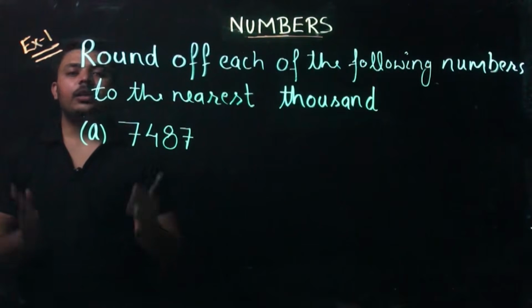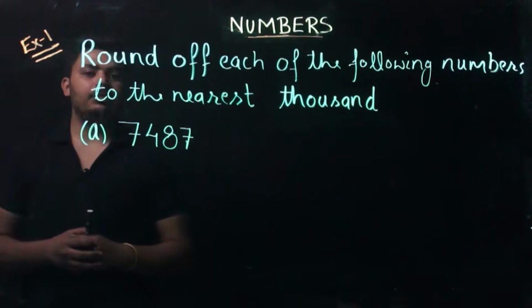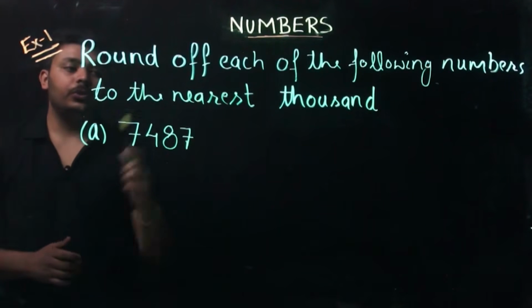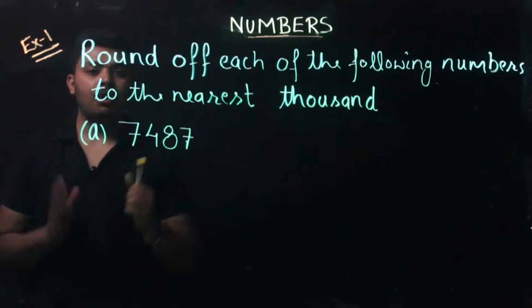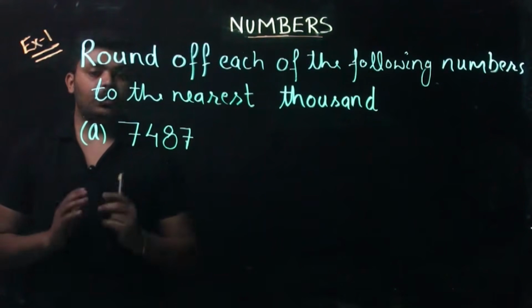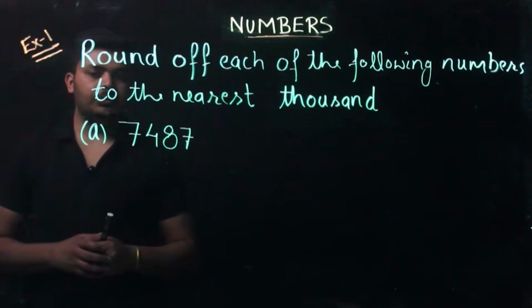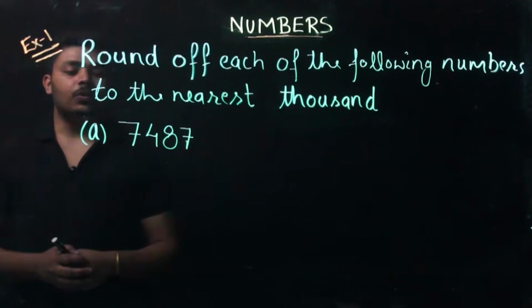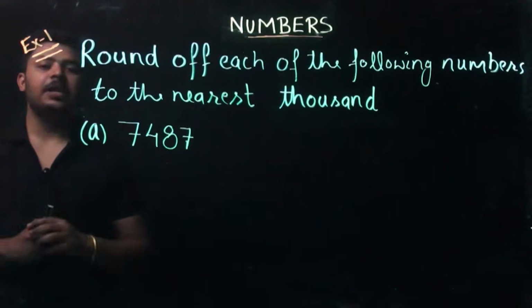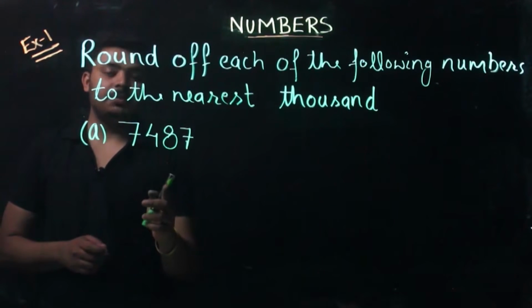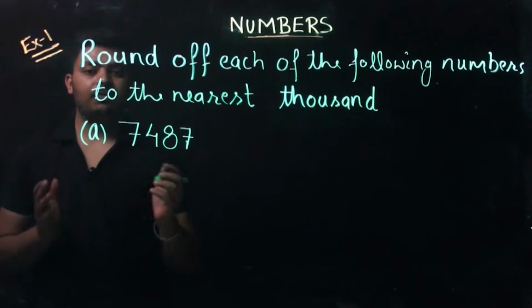So students, now look at our first example. In this example, round off each of the following numbers to the nearest 1000. So now we have to round off the given number to the nearest 1000. To do that, we need to look for the digit at the hundreds place. If the digit at hundreds place is less than 5, then we need to replace the digits at hundreds place, tens place and ones place with 0.